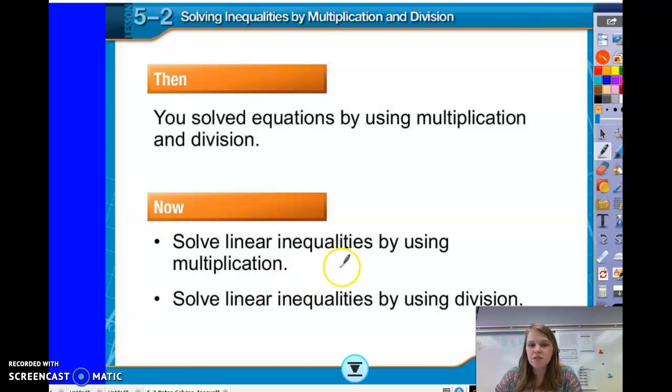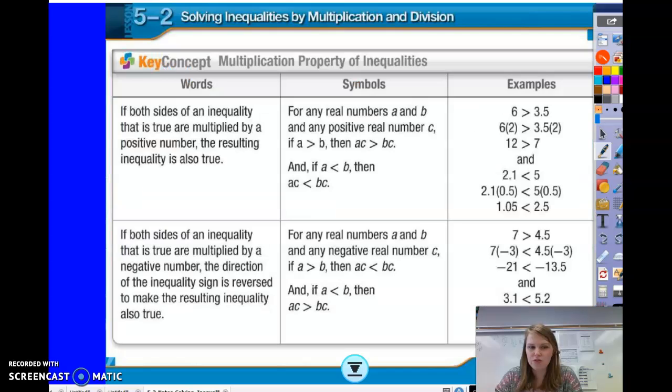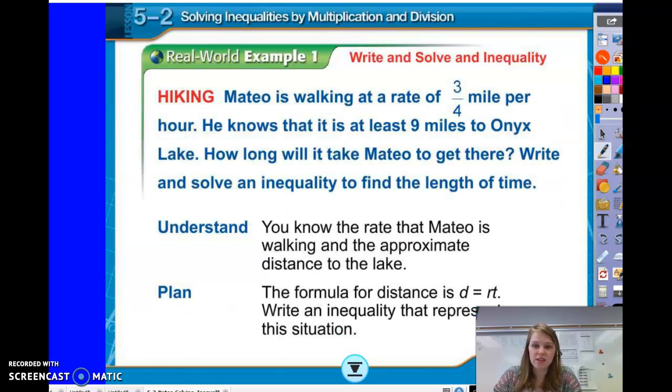So, up until now we've been working with equations, but now we're going to look at inequalities, which just means we're using these symbols, greater than and less than. The multiplication property of inequalities just means if you do something to one side, you've got to do the same thing to the other side. So if you multiply by 2 here, you've got to do the same thing on the other side.